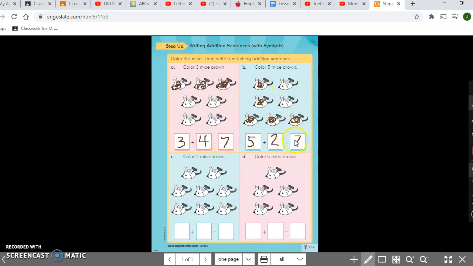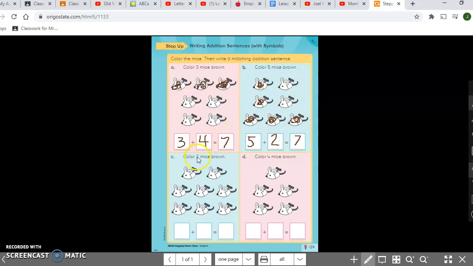Now, in both of these, the total was 7. And the total amount of mice, if you notice, is 7. But we counted them 2 different ways, or we added them really 2 different ways. We did 3 plus 4 equals 7, or 5 plus 2 equals 7. There's more than one way to add things up. Another way we could have done that is we could have colored one of them brown, if it told us to. And then how many white mice would have been there if we just colored one brown? It would have been 1, 2, 3, 4, 5, 6. And that still would have been a total of 7. So we can add those up in different ways.